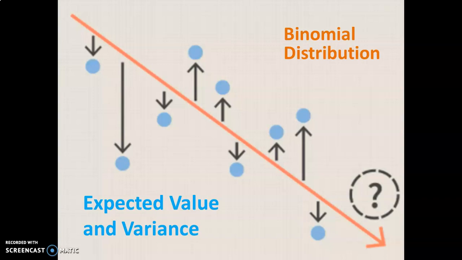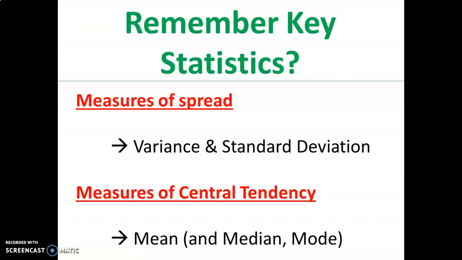Hi there, welcome to your lesson on binomial distribution, expected value, and variance. Let's remind ourselves of some key statistics. There are what are called the measures of spread, and these are variance and standard deviation. They tell us how spread out a data set is.